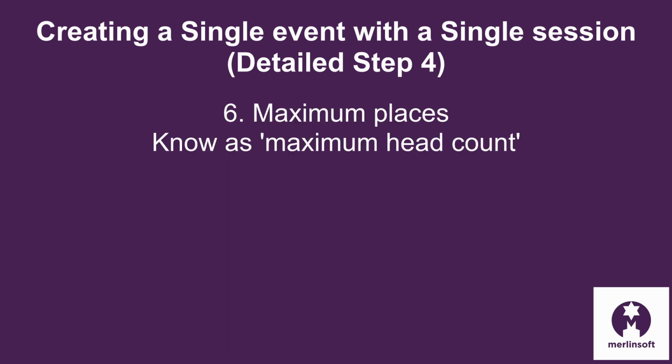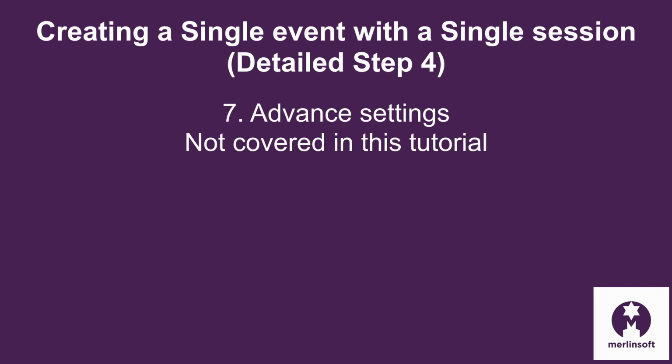6. Maximum places. This field is for specifying the number of people you want to allow to book the event before it becomes sold out. This is known as the maximum head count. 7. Advanced settings. We will not be covering advanced settings in this tutorial, as Merlin will add what is required. However, advanced settings will be covered in future tutorials.